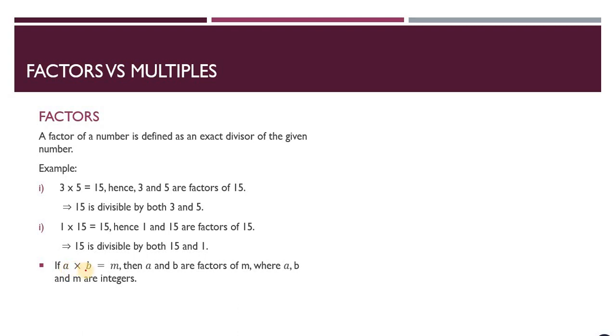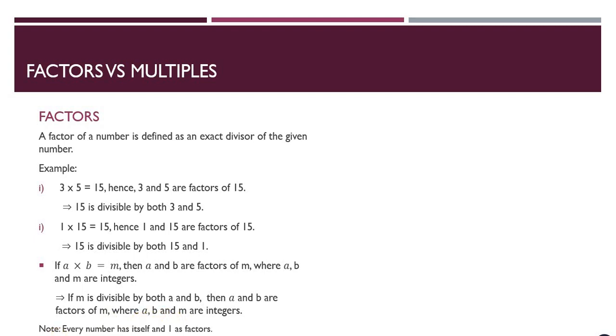So if A times B equals M, then A and B are factors of M, where A, B, and M are integers, which implies that if M is divisible by both A and B, then A and B are factors of M, where A, B, and M are integers. Note every number has itself and 1 as factors.